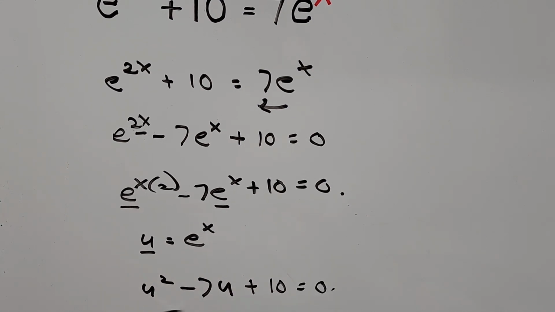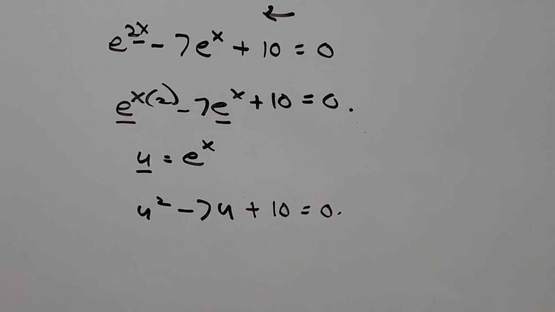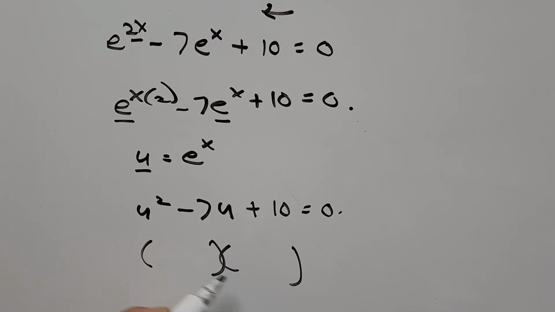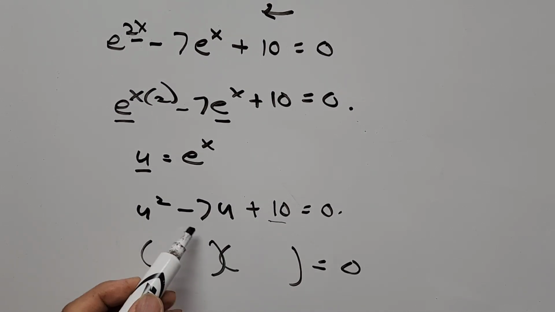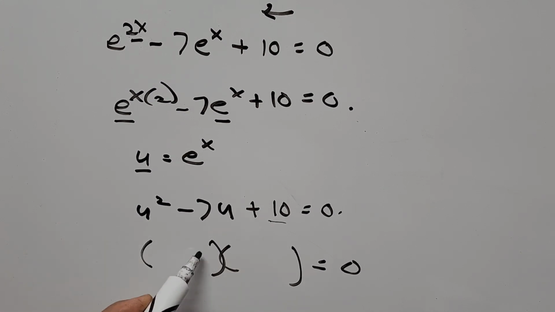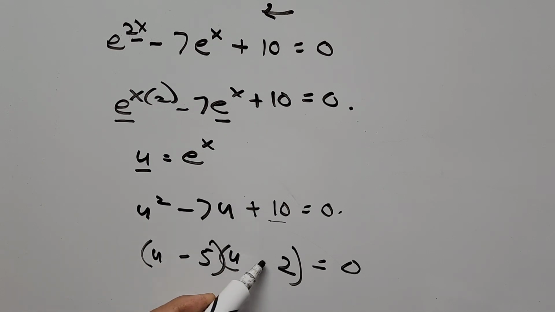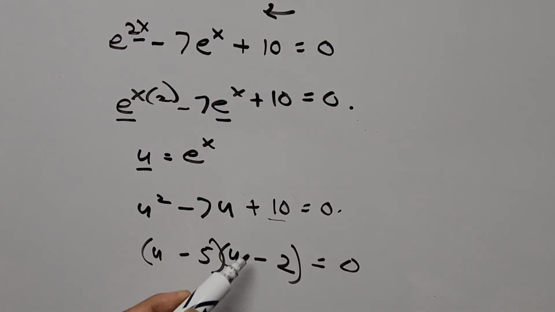So now this becomes a quadratic equation. We're now solving for the value of u using factoring. So what are the factors of 10 that will add up to negative 7? That will be 5 and 2, right? So we put 5 here and 2 there, and put u here and another u there. Since these two numbers add to negative 7, their signs must be negative. Factors of positive 10: negative 5 times negative 2 is positive 10.